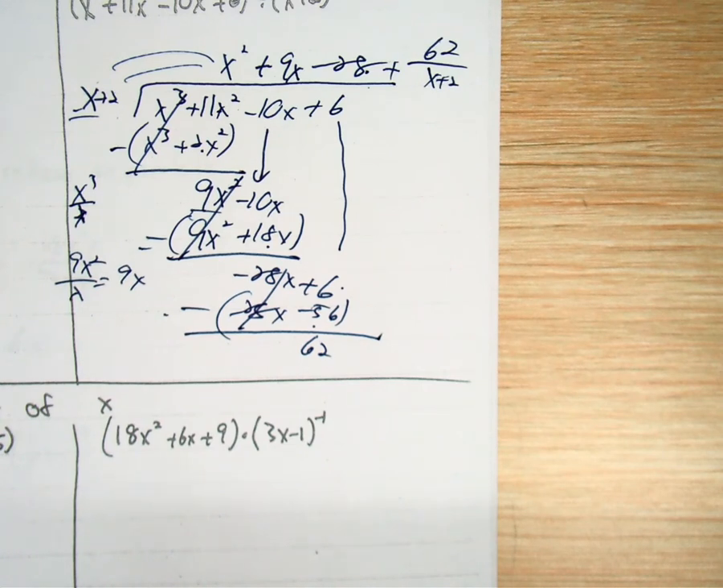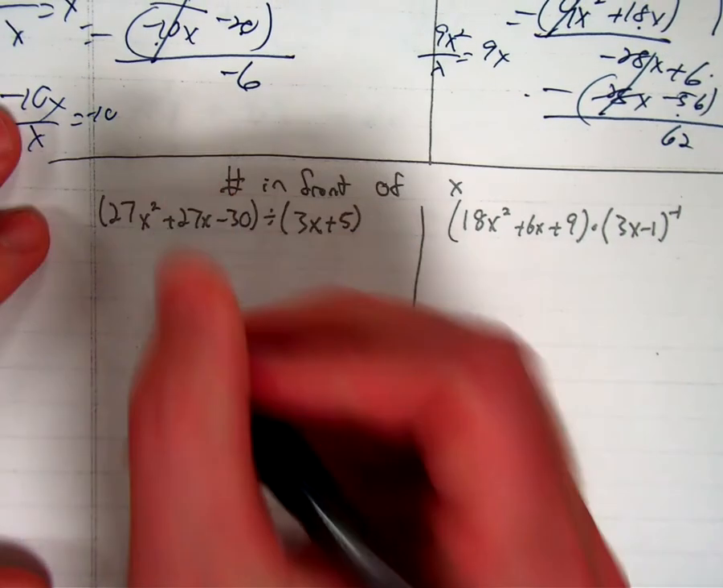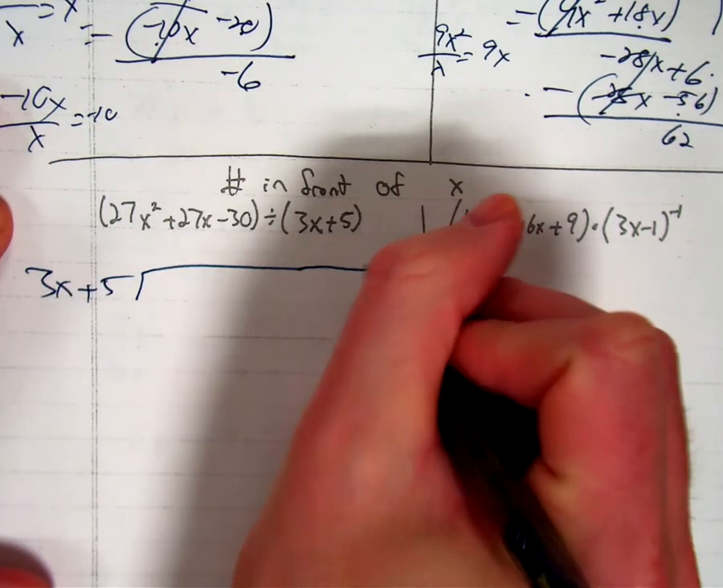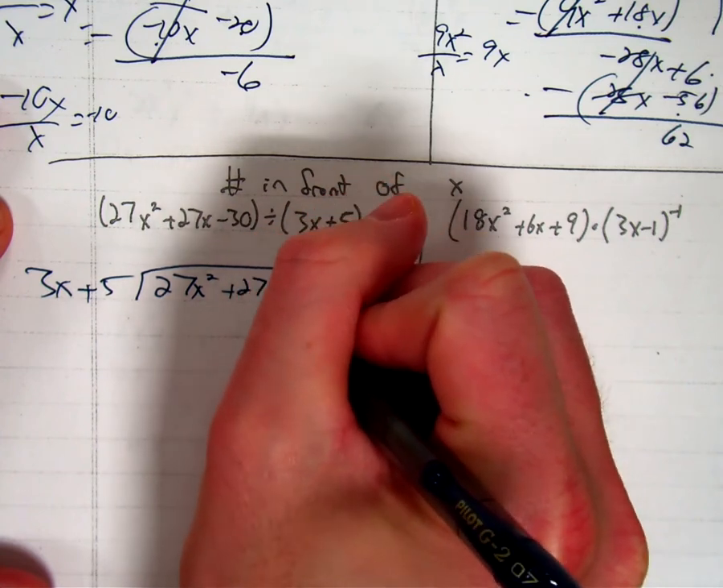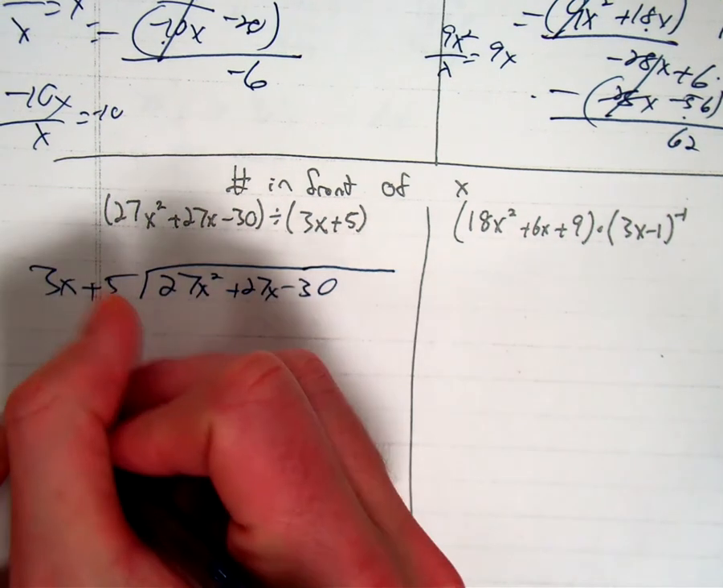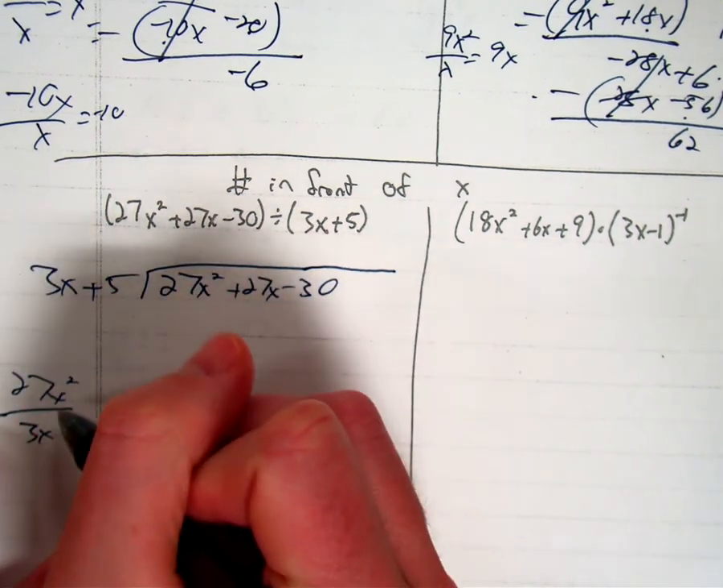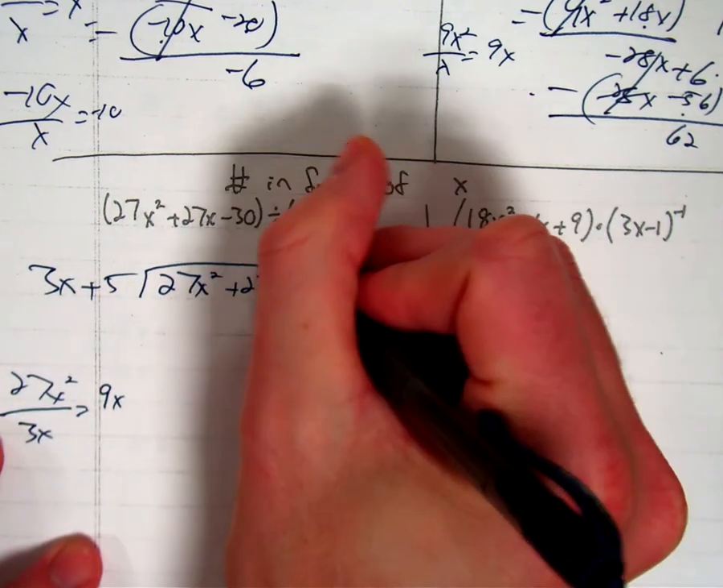Last type of problem, what if there's a number in the front? What if there's a number in the front of x? Same process. Just more multiplying to do. So we have 27x squared over 3x to compare now. Okay, the 27 over 3 is going to be a 9. x squared over x is 9x.